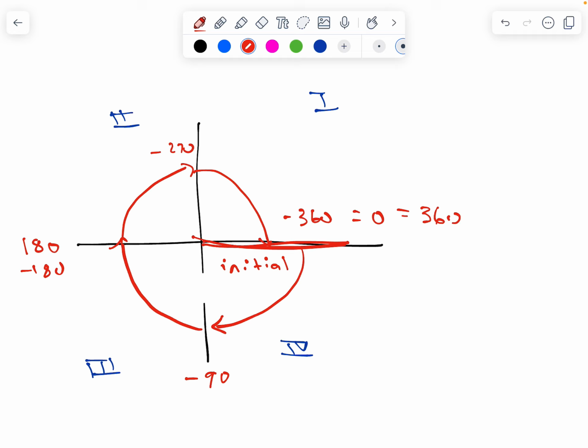So each angle will also have its counterpart. As you loop around, it's going to have its counterpart. So negative 270 degrees is the same thing as 90. Negative 180 and positive 180 are the same. Negative 90 and positive 270 are the same. And 0 is the same thing as positive 360 and negative 360.